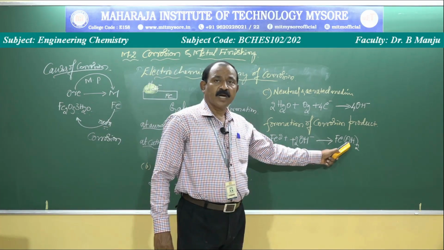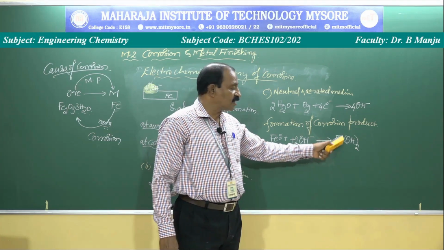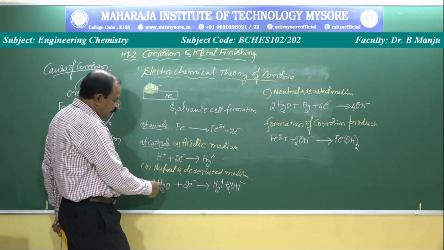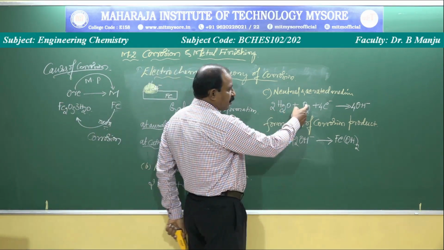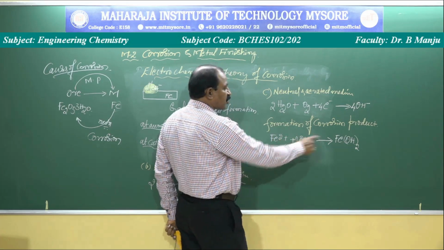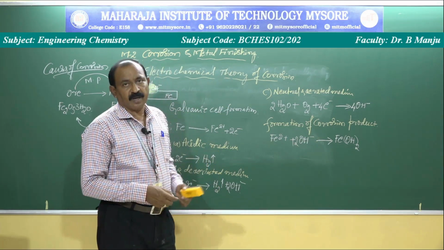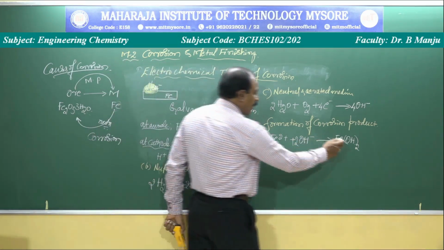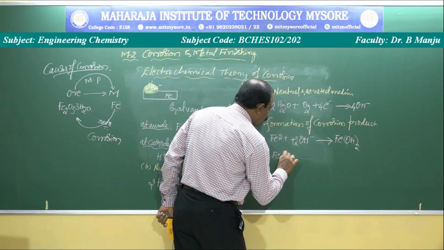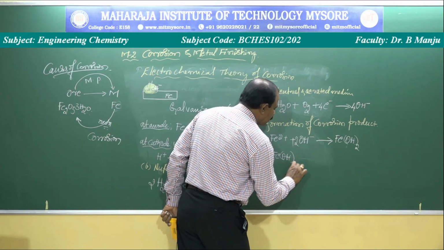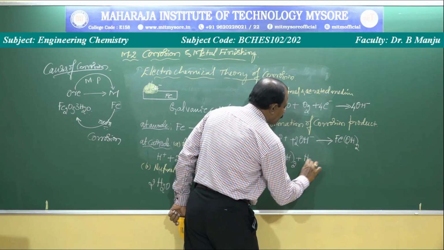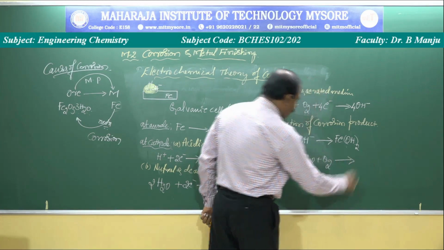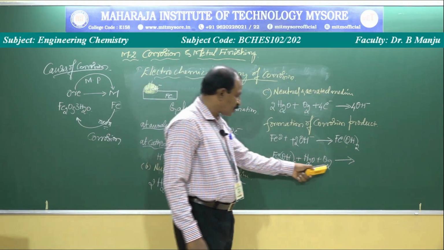Ferrous hydroxide is unstable, therefore it further undergoes oxidation in the environment. In the environment, water and oxygen are available, which is enough to undergo further oxidation and become stable. Ferrous is converted into the ferric state, ferric hydroxide. Ferrous hydroxide further undergoes oxidation in the presence of water and oxygen.